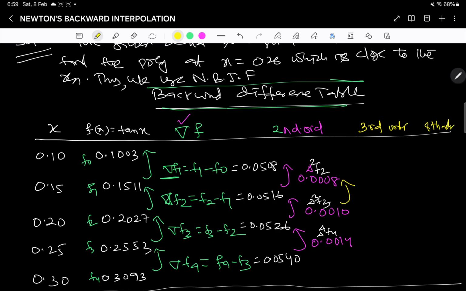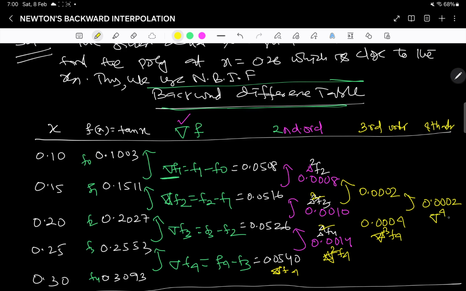In my third order I find this minus this, so this will be 0.0002, and this will be 0.0004, and in the fourth order I find this gap 0.0002. Actually you see, this is here del fn, is it not? It is here del square fn. It is here del cube fn. It is here del fourth f4.